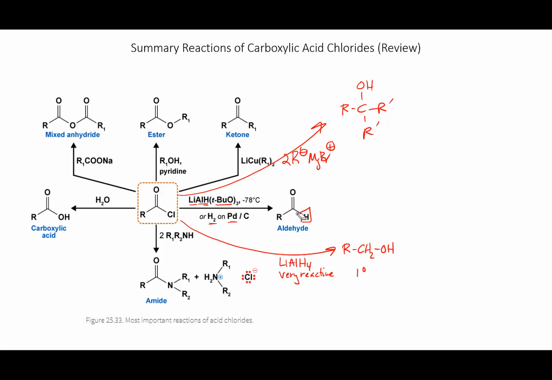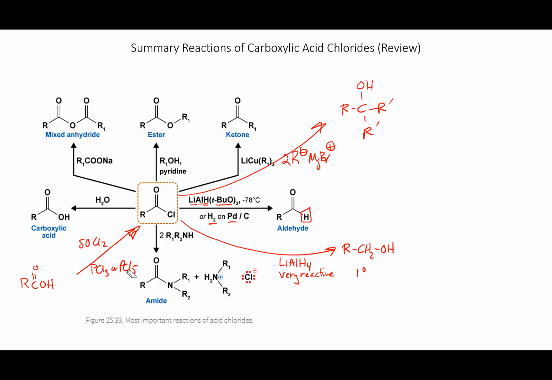So all of these different compounds can be made from a single acid chloride. And again, just to review here, where did the acid chloride come from? It came from the carboxylic acid and SOCl2 or PCl3 or PCl5.